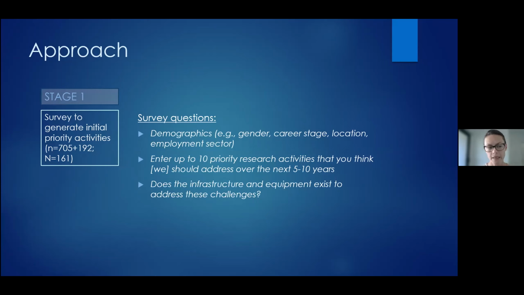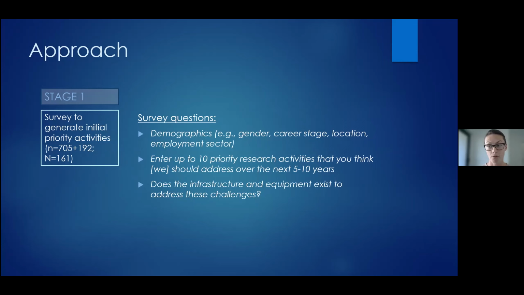So we had 161 complete responses to the survey, and we only took complete responses. We didn't take any responses where people dropped out halfway through the survey. And in response to the second two questions, we had 705 priority research activities submitted. And we had 192 infrastructure and equipment responses submitted. So we had nearly 1,000 responses to go through.